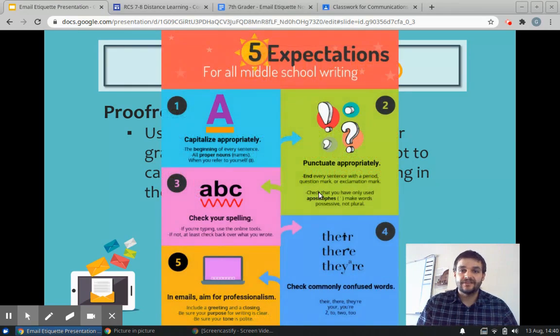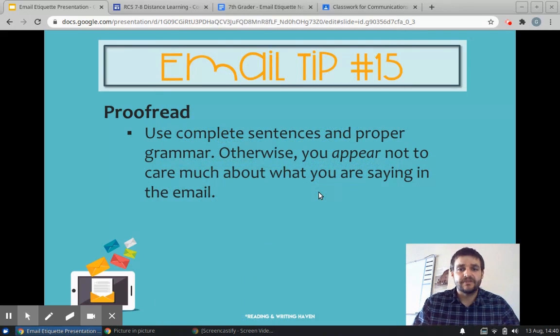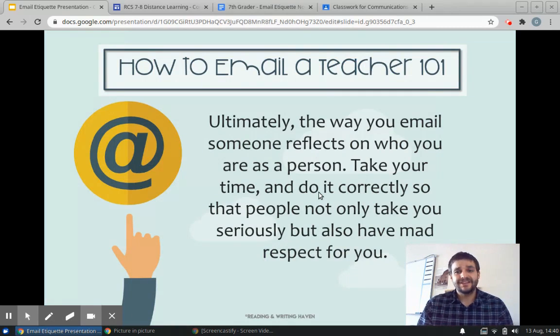Next week, we're going to be looking at 5 basic expectations in writing for all middle school writing that you do. We won't go over it too much right now, but you'll have this graphic next week, and we'll talk a little bit about that. But things like capitalizing the beginning of sentences and having periods are things that you should always do when you write an email. So ultimately, the way that you email somebody reflects on you as a person. So I just encourage you to take time to do it correctly so that you're taken seriously and so that the person you're emailing will respond well to you and also have respect for you.